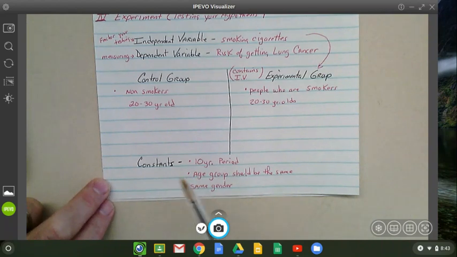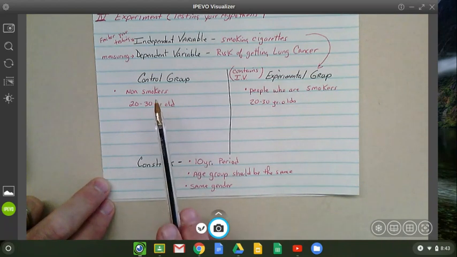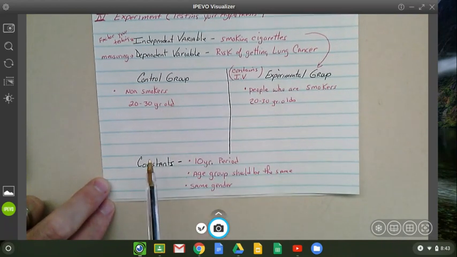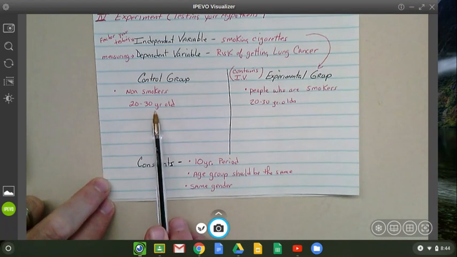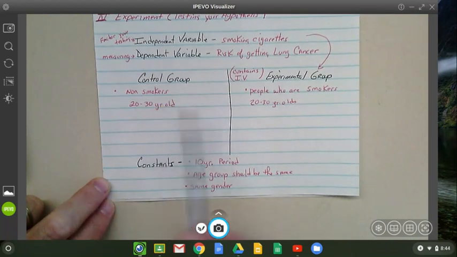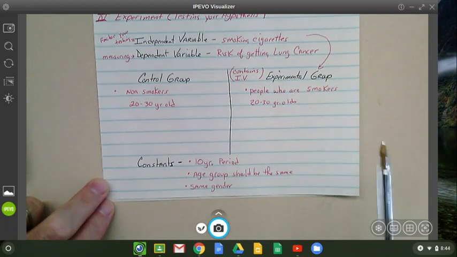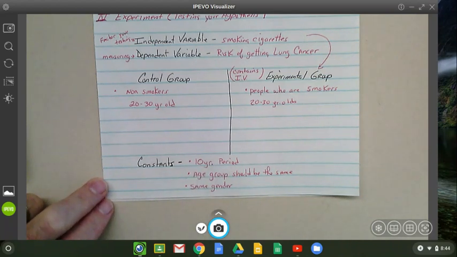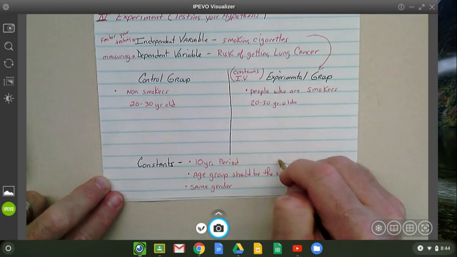Maybe we're testing the effects of lung cancer on men or women. So if I'm going to do an experiment with men, then I want to make sure I have men in both groups. If I'm doing it with women, then I want to make sure that I have my control group with all women and my experimental group with all women as well. So you could set it up both ways, or maybe you do a mix. Maybe you do 10 women, 10 men in each group. All right. So again, we want it to be constant.